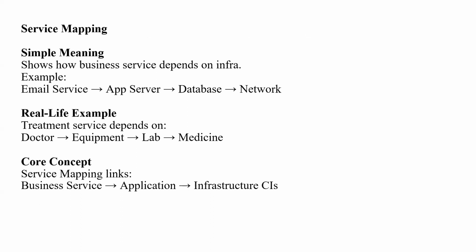So what is Service Mapping here? Service Mapping shows how a business service depends on applications and infrastructure. For example, the email service depends on the application server, the application server depends on the database, and the database depends on the network. A real-life example: a patient treatment service depends on doctors, lab systems, medical equipment, and pharmacy services. Same concept: Service Mapping connects business services to applications and infrastructure CIs.